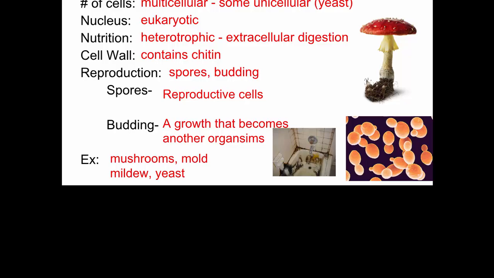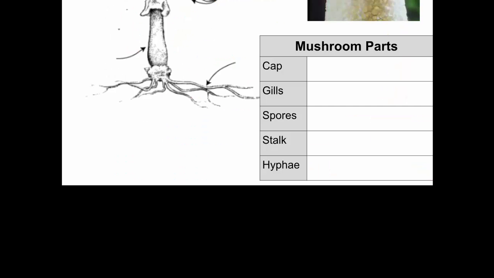These are yeast. So what you see here, these orange things are yeast. You can see they're in the process of budding, whereas a new yeast organism is growing and reproducing.